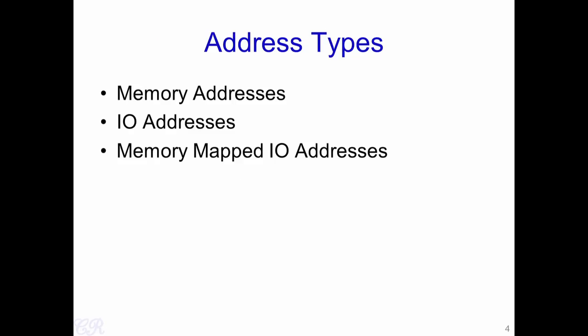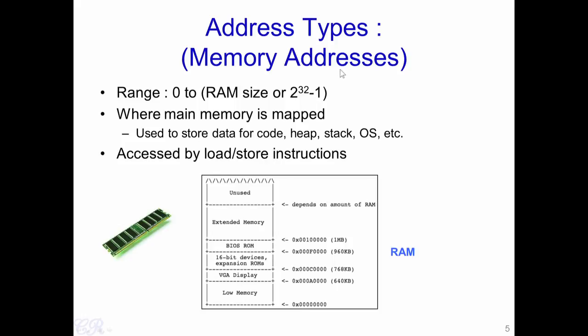Now, in systems, there are three types of addressing which are generally used. One is called memory addressing, next is the I/O addresses, and the third is the memory mapped I/O addresses. So, we will look at each of these types of addresses in more detail. Let us start with the memory addresses. Most systems would have a large amount of such memory addresses, corresponding to addressing the RAM. Each memory unit in the RAM is given a unique address.